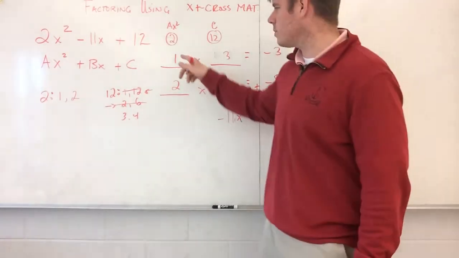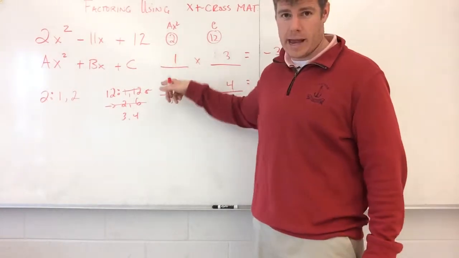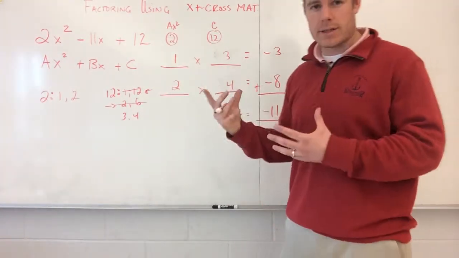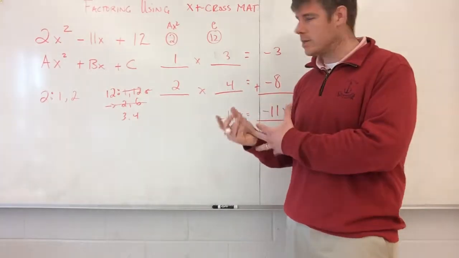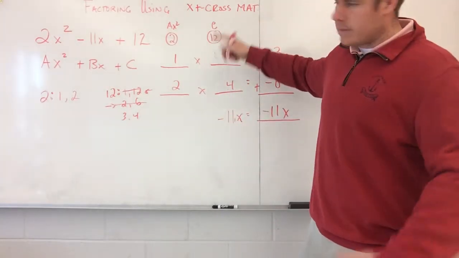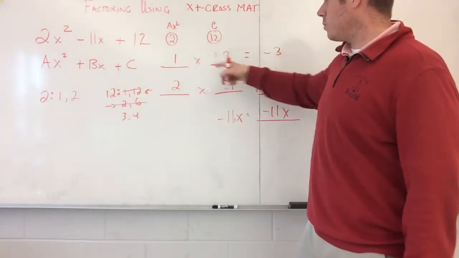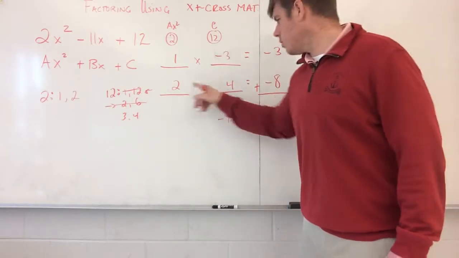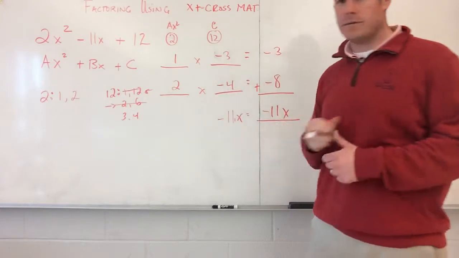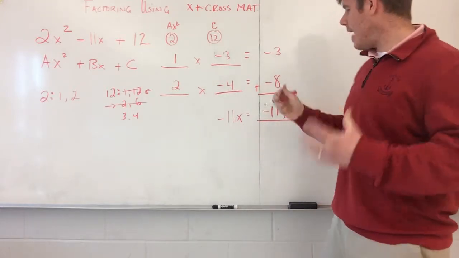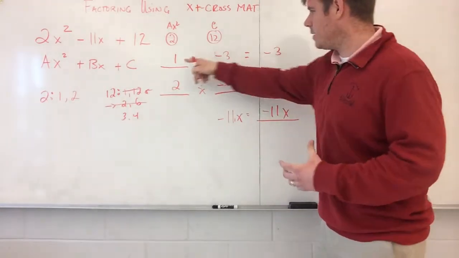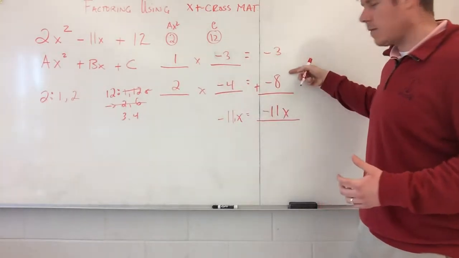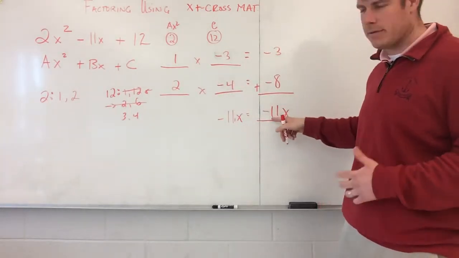Now what I really don't want to do is change the sign of my ax squared term, because I like to have my x squared term positive if I can. So in this case, I'm going to manipulate these. 1 times what makes negative 3? That's a negative 3. 2 times what makes negative 8? That's a negative 4. So I now have my answer. I've got these two products whose sum is negative 11x.